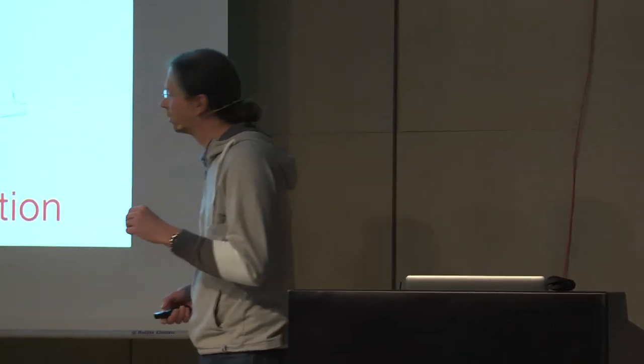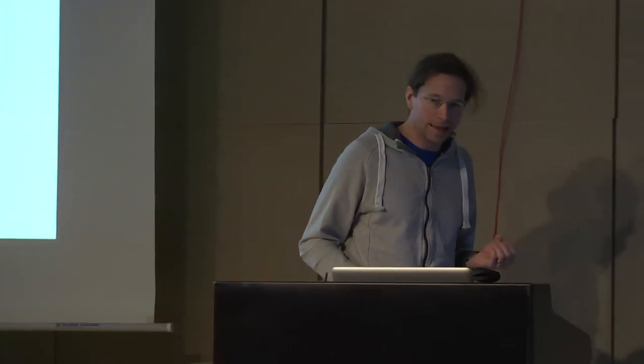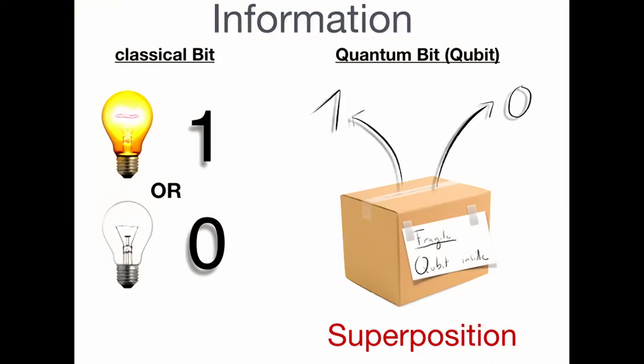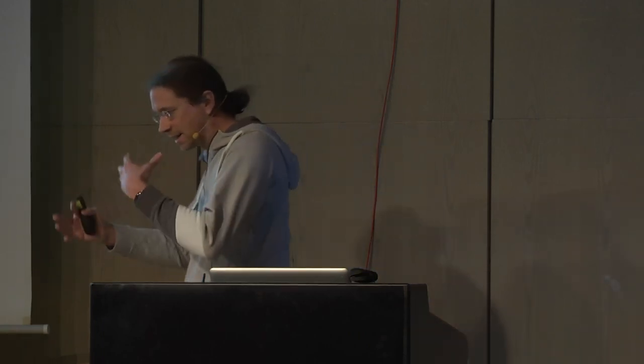You only have a superposition when you don't look at the qubit. So you are not allowed to make any measurements. As soon as you make a measurement, you end up with a clear one or zero as a state for the qubit. But as long as you don't look inside the box, no information in, no information out, then you have the superposition, this any state in between, and you can actually work with this superposition.